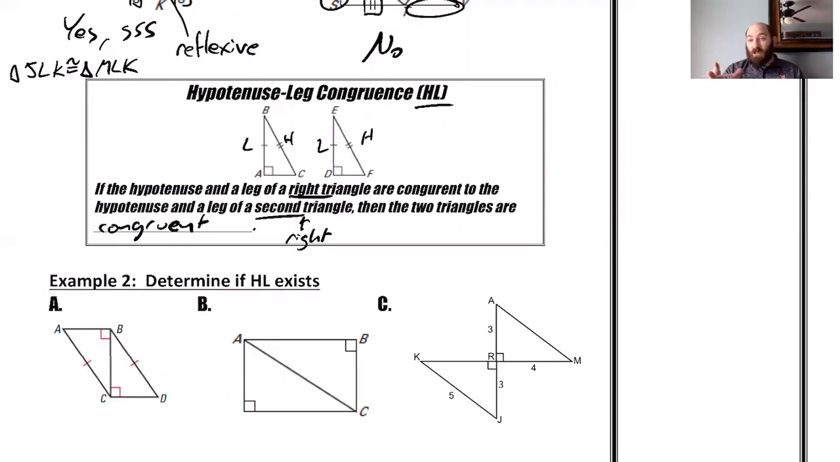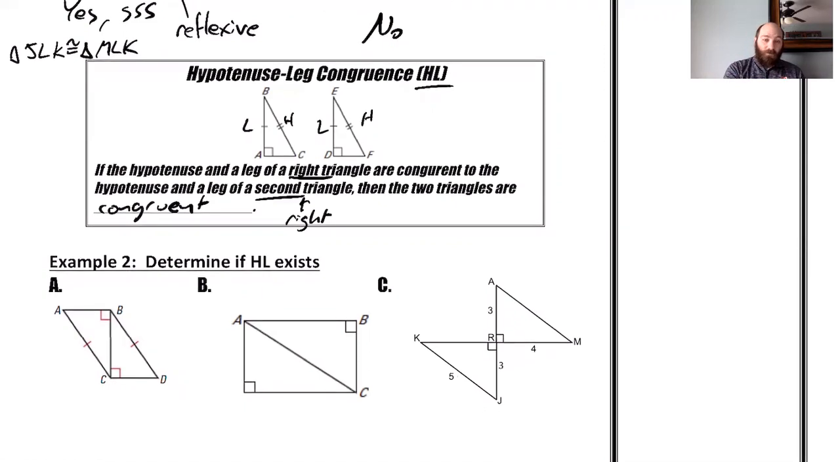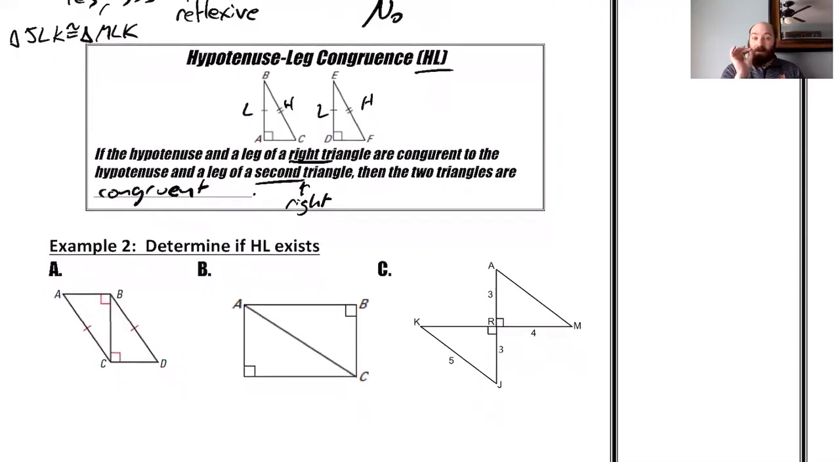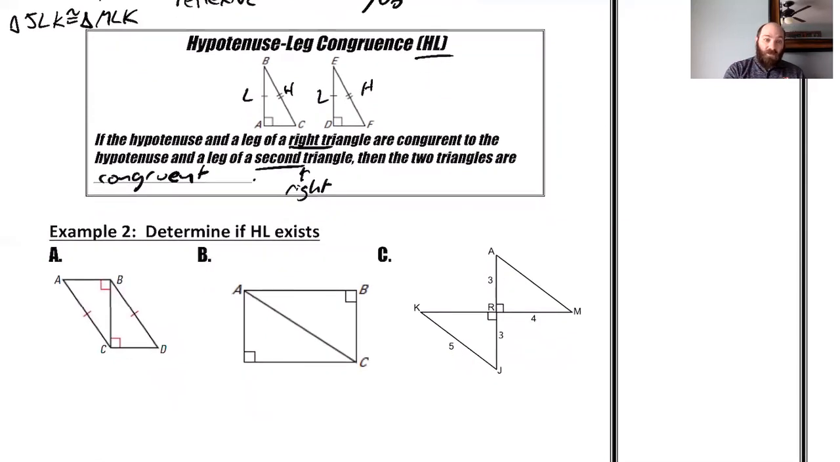Now there is a way to do it with right triangles of the two pairs of legs, but that's going to get to something similar to what we do later. Okay, and again, needs to be right triangles. So when I look at these three scenarios, A, B, and C, the first thing I want to check is, are they right triangles? Yes, they are.